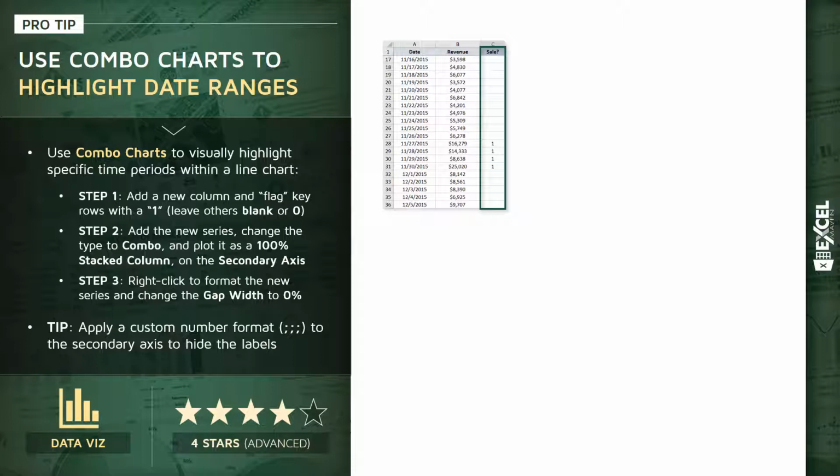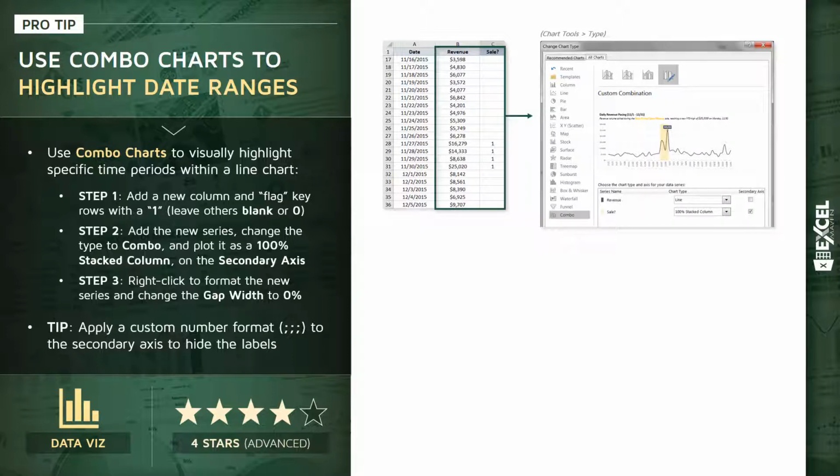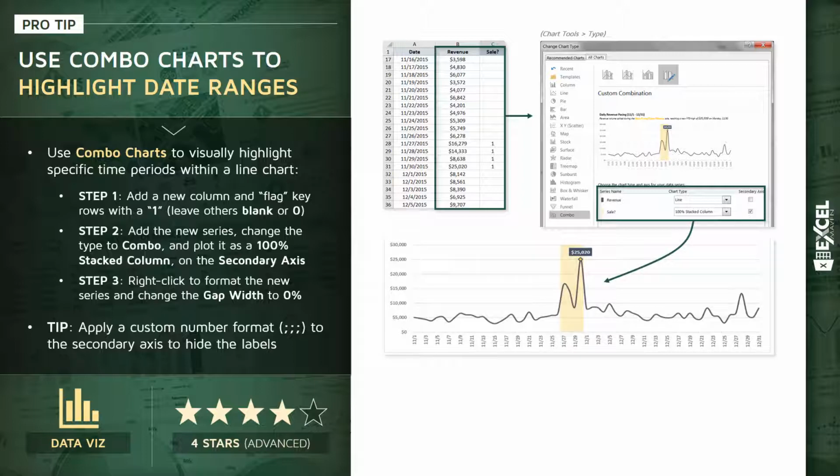From there, we're going to plug both the revenue and the sale columns into a new chart. We're going to set the chart type to combo and configure it so that our sale column is plotted as a 100% stacked column on the secondary axis. With a few formatting tweaks to get rid of the gap width, we'll end up with something that looks like this. It's a really nice, clean, and polished way to draw attention to a very specific time frame or span of dates that helps to add context to the numbers that you're seeing.